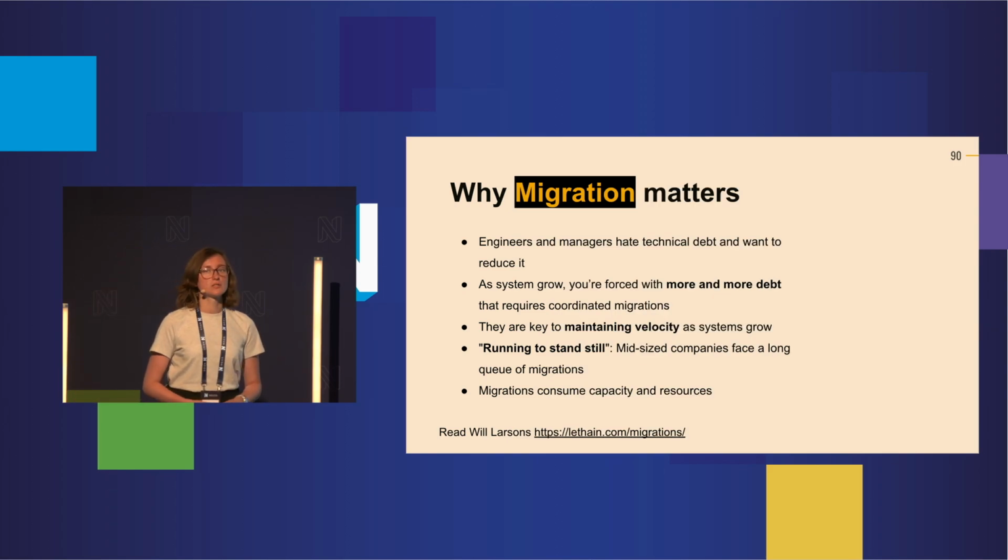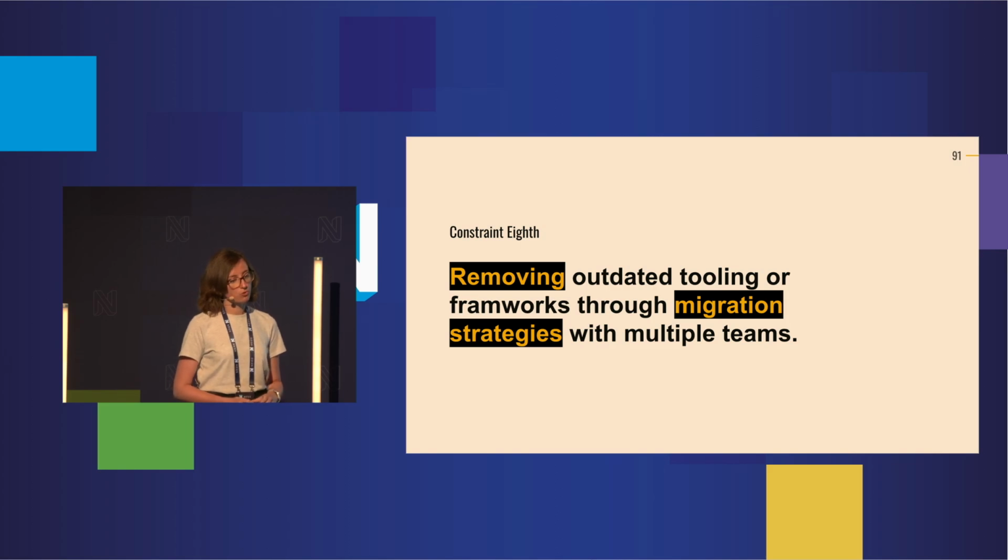And what Will Larson talks about in his blog post is really how we can make that plan. Good migration plans are made together with your teams in different phases, where you have a discovery phase, then you have an enablement phase where you talk to your teams and see how those teams can do the migrations together. In these migration plans, there's a lot of trial and error and talking, and it's not just a single person doing the migrations, but really a long-term plan that's iterated together with these development teams. So that's our constraint number 8, removing outdated tooling and frameworks through migration strategies with multiple teams.